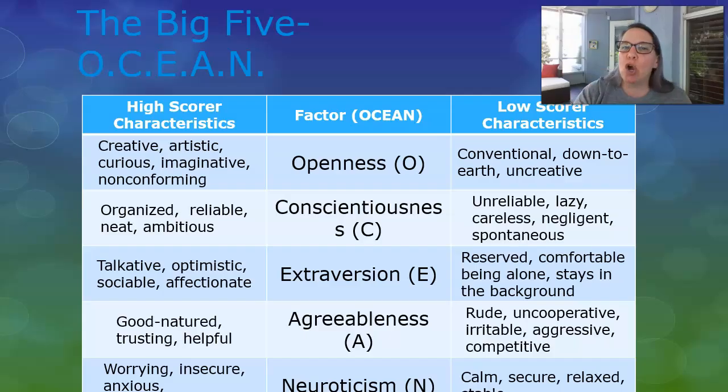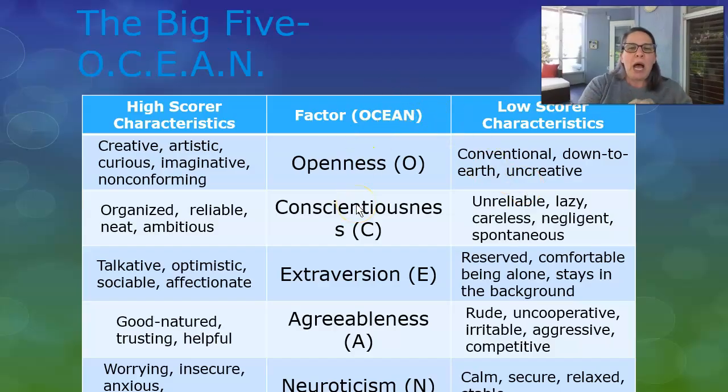Okay, so the current thinking on trait theory is the Big Five, and you absolutely need to know this. Put a big star next to this one. The Big Five trait theory on personality. The Big Five are these five factors right here: openness, conscientiousness, extroversion, agreeableness, and neuroticism. So we have the mnemonic device OCEAN to help you remember these five factors. And you do have to remember these five factors.